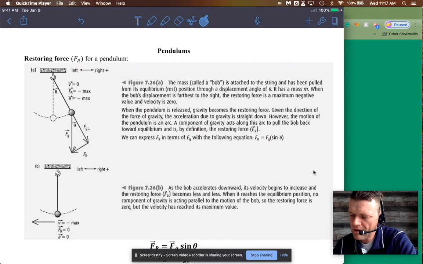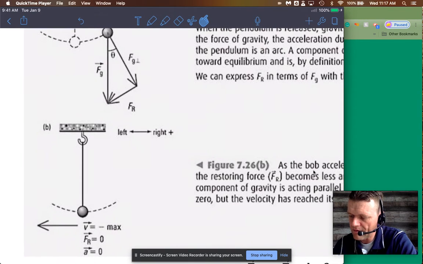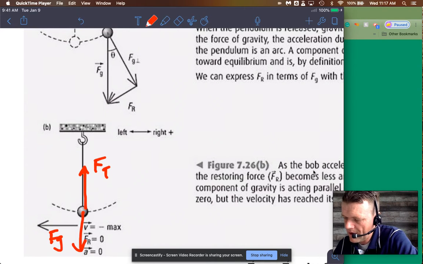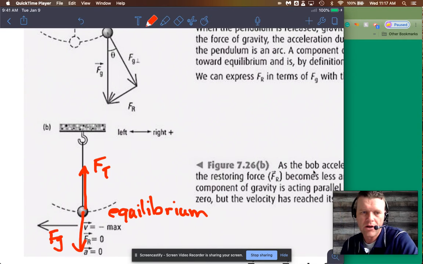So let's just look at part B here for a second. If we look at a free body diagram right here, the force of gravity would be down and the tension in the cable would be up. And right there, those forces would be balanced. And so there wouldn't be a net force, there wouldn't be any restoring force at equilibrium. This is what we're going to start calling our state of rest. It's a term I'm sure you've heard of, equilibrium.